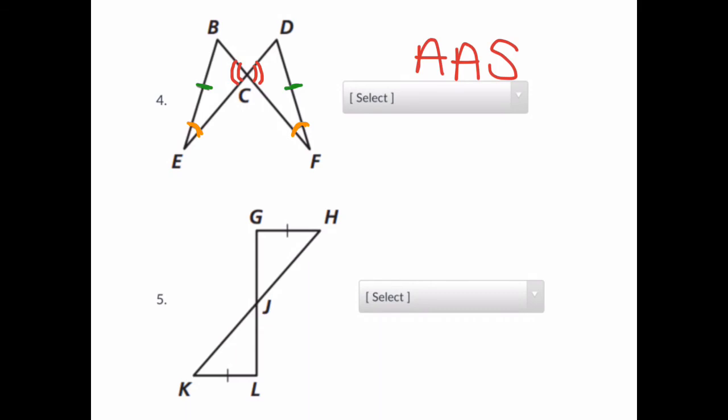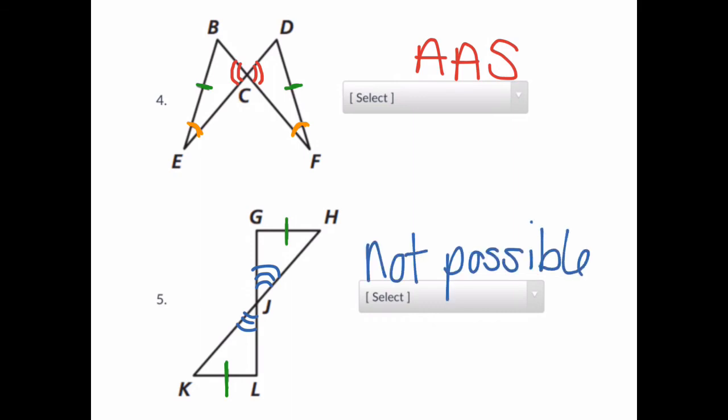And our last one down here on the bottom, they did give us a side. And we can prove that these angles are congruent because they're vertical angles. But that is all the information we can prove, and having one angle and one side is not sufficient to prove triangles congruent.